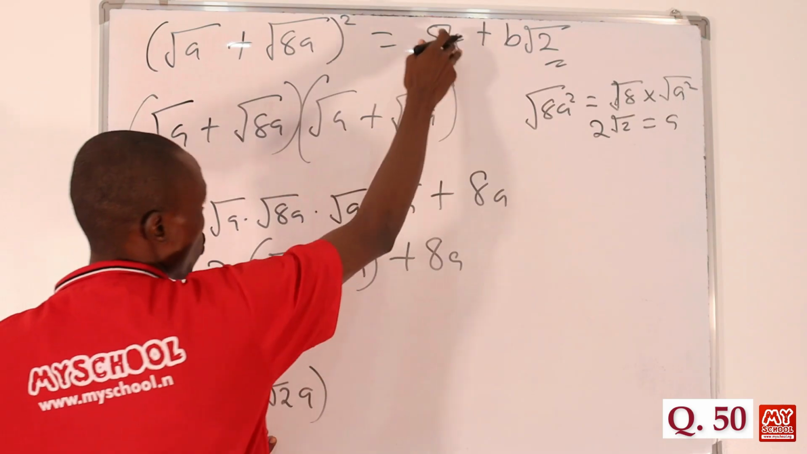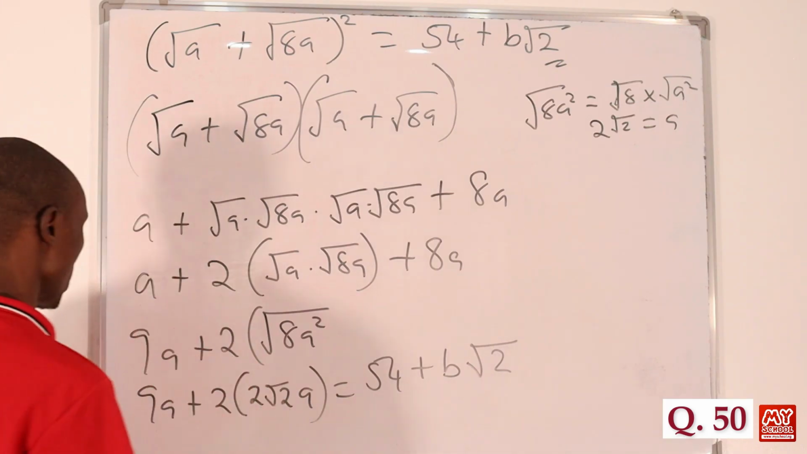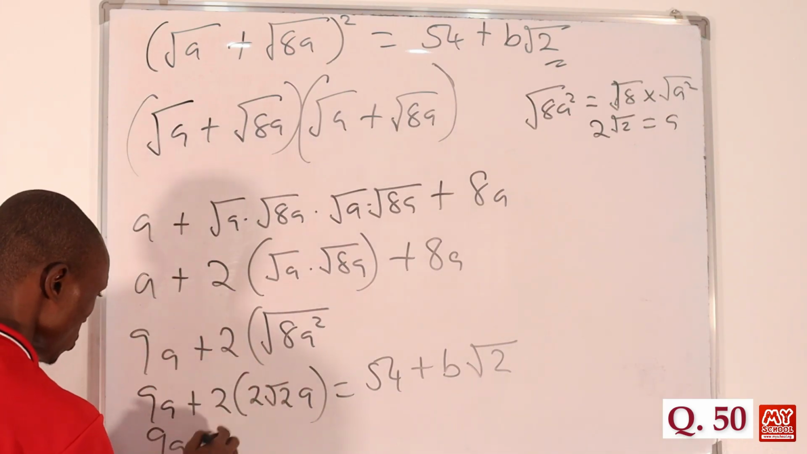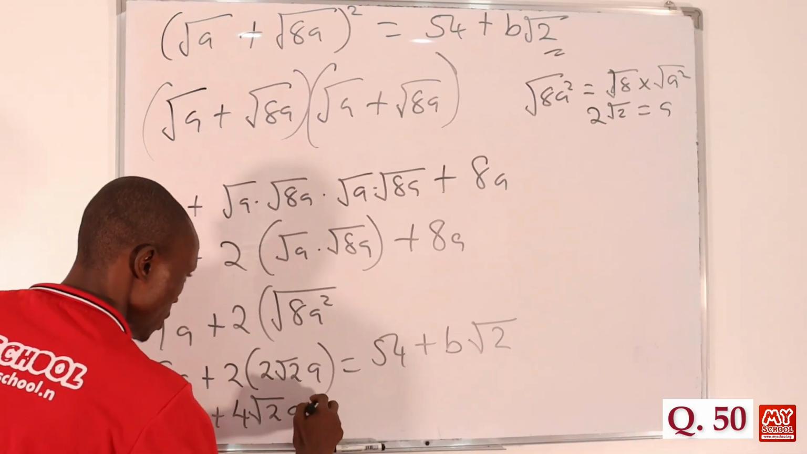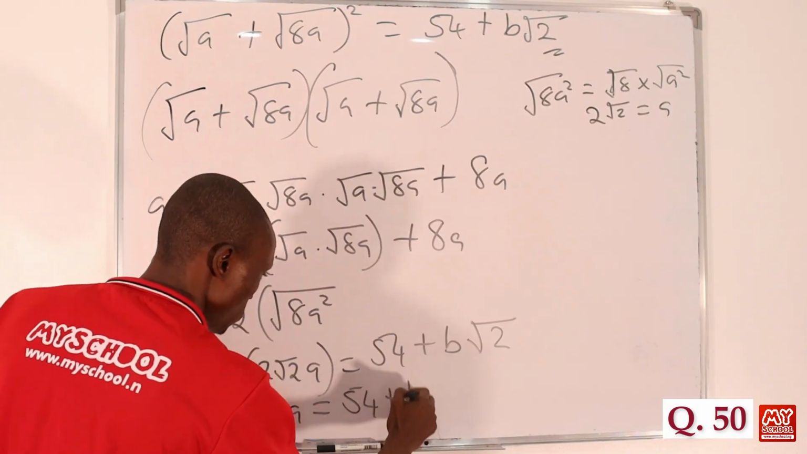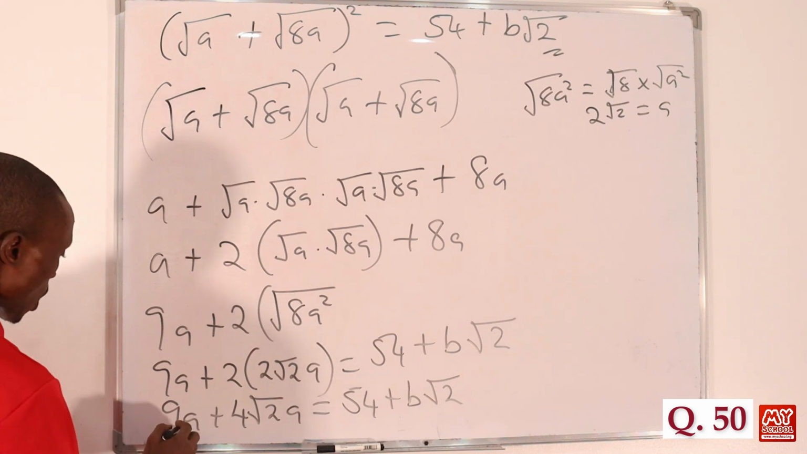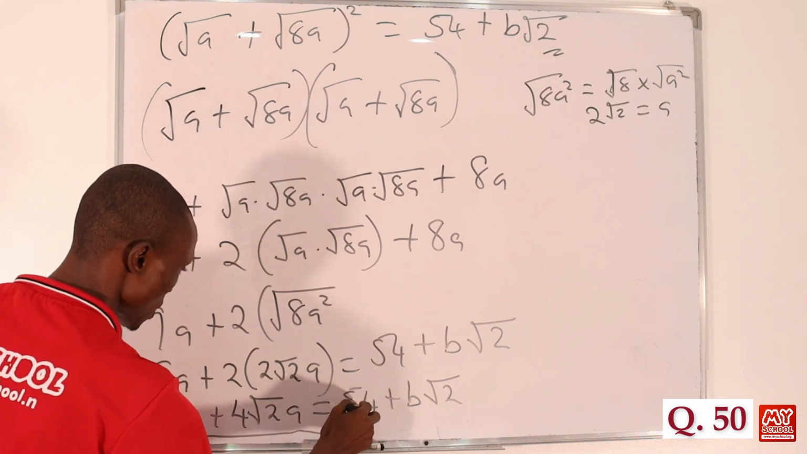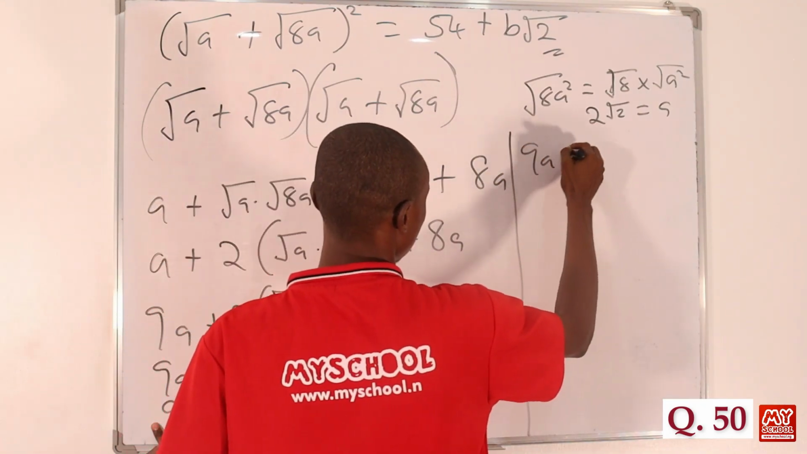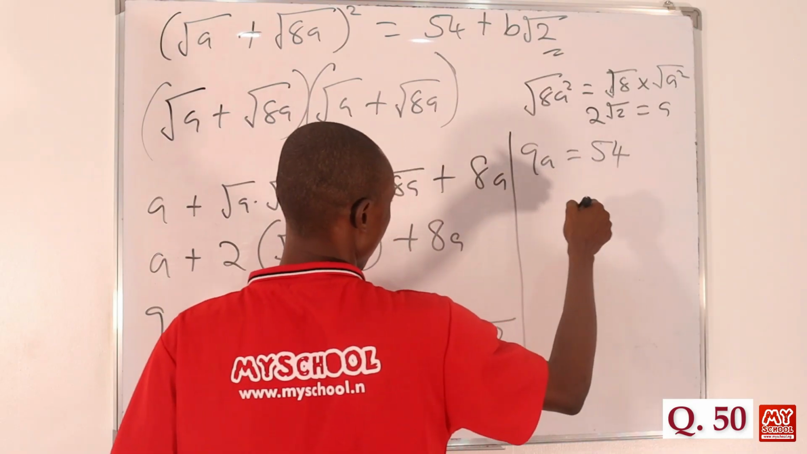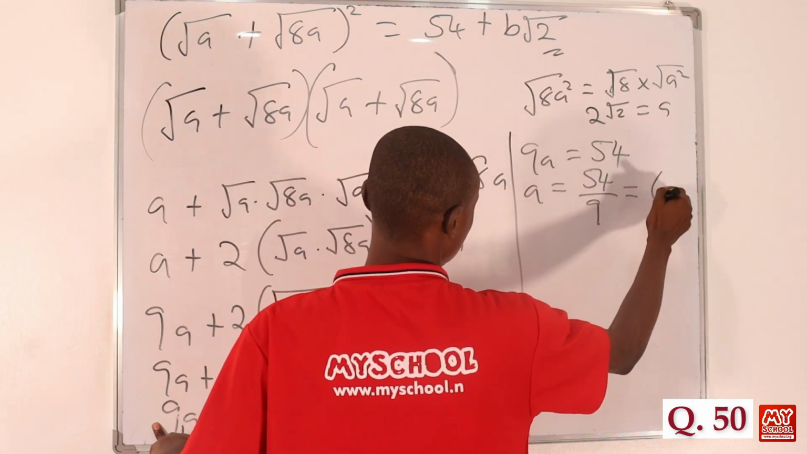Now remember that everything is equal to 54 plus b root 2. So here 9a plus, 2 times 2 root 2 will give us 4 root 2a, and this is equal to 54 plus b root 2. So we can now equate corresponding coefficients. Our 9a corresponds to 54 on our right hand side, right? So from there we can get the value of a. So 9a is equal to 54, so a will be equal to 54 divided by 9, and that will be equal to 6.